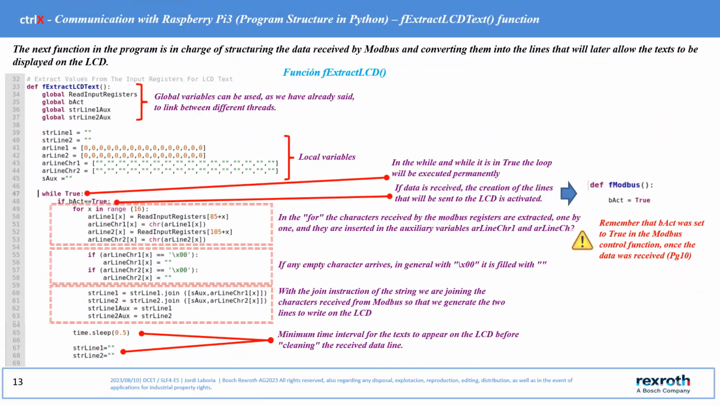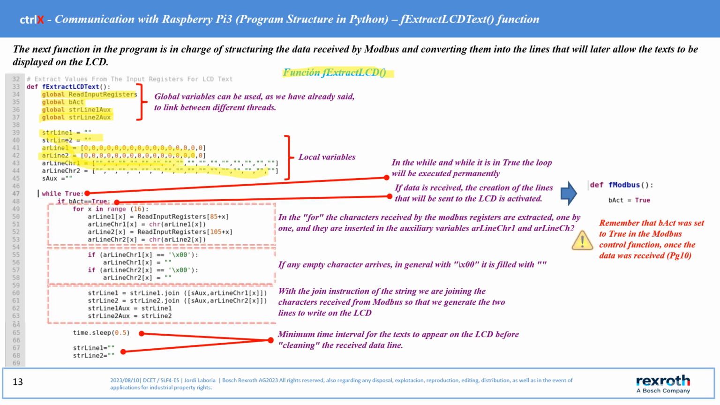The next function is responsible for extracting and structuring the data received from the Modbus and converting them into the lines that we will send to the LCD. First, we have the global variables, as we see among them is the Modbus registers that we were also using in the previous function. In this case, we also have local variables, while allows continuous program execution.